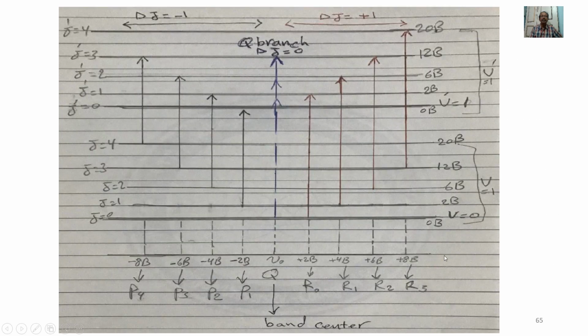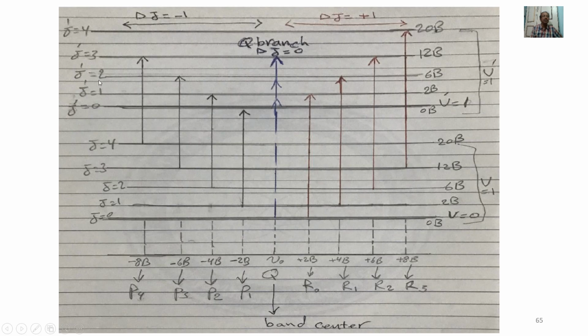And a detailed graph is shown here. As I said, this is for nu equals 0. Many levels are there for J prime, J double prime. And this is for nu equal to 1. Different levels are there for J prime, 0, 1, 2.